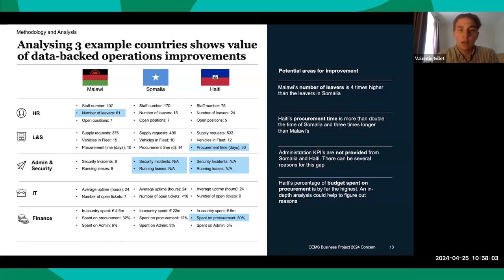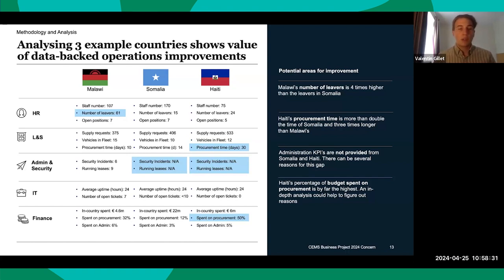For example, here the security incident and running leases in Somalia. Here we have to do more research on why we don't have the numbers. Do the responsible persons not have access to the numbers? Is the number just not tracked? Is it not reliable? All the reasons for the gap in information here can be figured out, and then we can do improvements on this number in a second round.